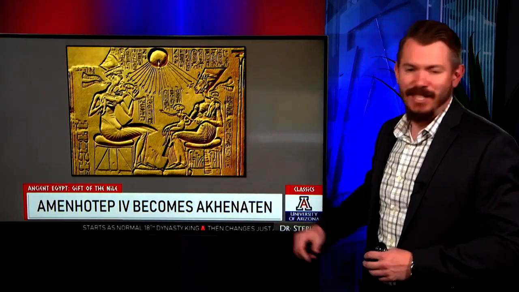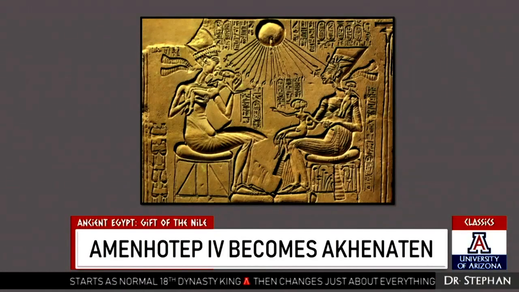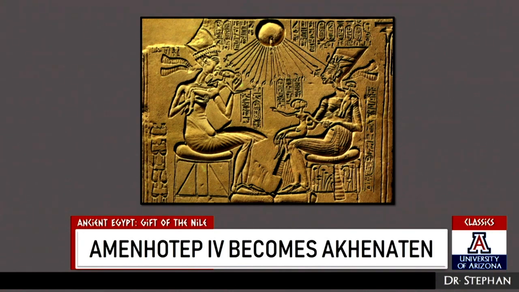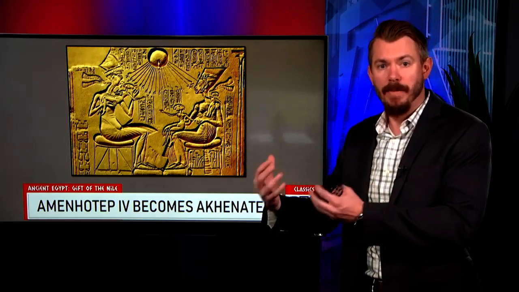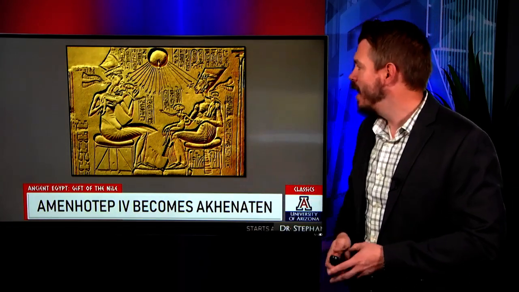So the first thing he does is he changes his name from Amenhotep, Amun being the root word, to Akhenaten, and Aten being the key word here. Now the Aten is the sun disk, all right? So you can see the sun up here with the hands reaching out from it with little ankhs at the end of those hands. And what Amenhotep IV, now becoming Akhenaten, does is he makes the Aten the single god of ancient Egypt.